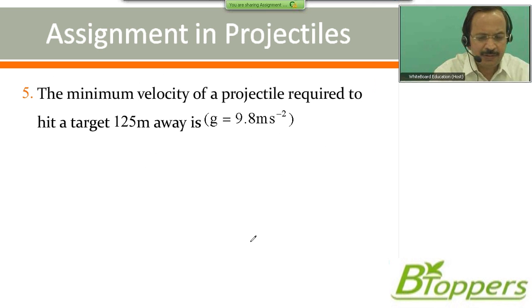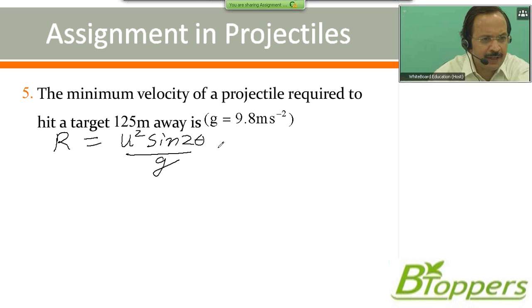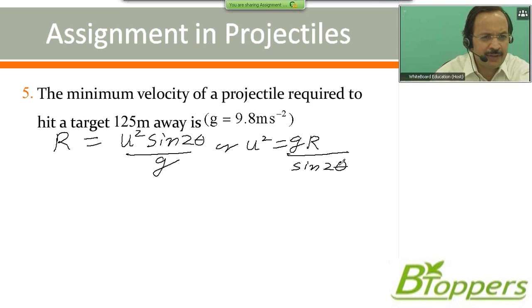The minimum velocity of a projectile required to hit a target 125 meters away is. So the target is situated at a horizontal distance of 125 meters. The horizontal range r of the projectile in terms of initial speed u and angle of projection is given by r equal to u square sine 2 theta by g. Or you can write u square, that means the square of the initial speed for a given range r, as gr by sine 2 theta. So in this problem, r can be taken as 125 meters and g is 9.8 meter per second square.